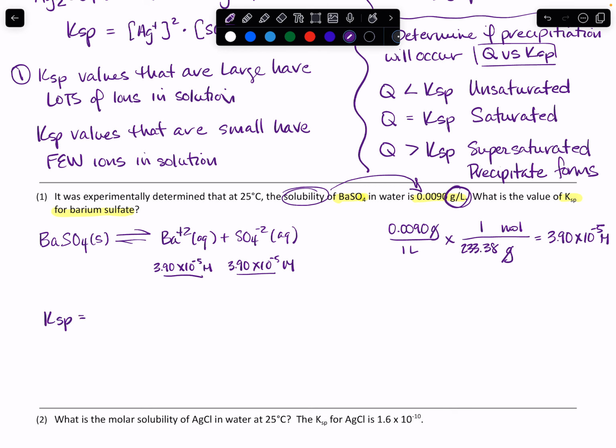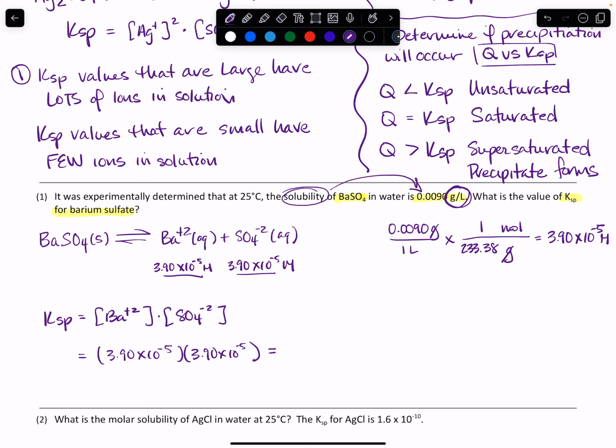I can write my KSP expression. It's going to be equal to the concentration of the barium ion times the concentration of the sulfate ion. All right, so that's going to be 3.90 times 10 to the negative fifth times 3.90 times 10 to the negative fifth. So the KSP value for this particular ionic compound is 1.50 times 10 to the negative ninth. All right, no units. That's a pretty low number, so not a whole lot of it is going to dissolve, but a little bit is going to dissolve.